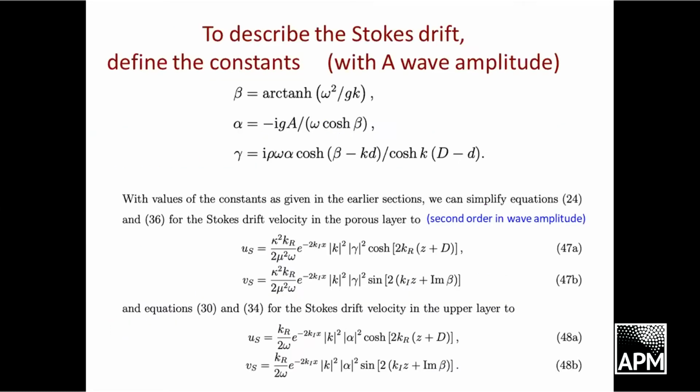But now the Stokes drift, to see what's the effect on the Stokes drift. Whereas in the situation that Stokes investigated, there was a purely horizontal drift, in this case there's a vertical drift as well. You see in 47A and B the horizontal Stokes drift in the fluid and the vertical Stokes drift in the fluid, and then 48A and B is in the lower layer. What you see is exponential decay given by the imaginary part of k, and a number of other constants. Next slide, please.